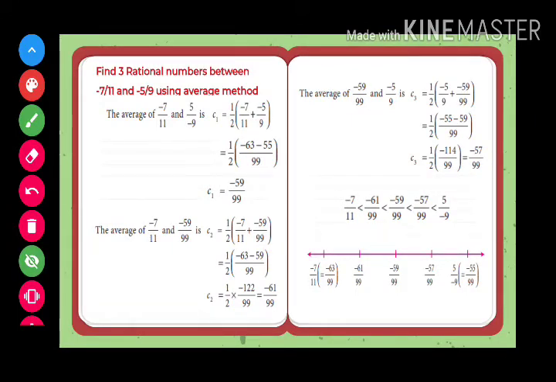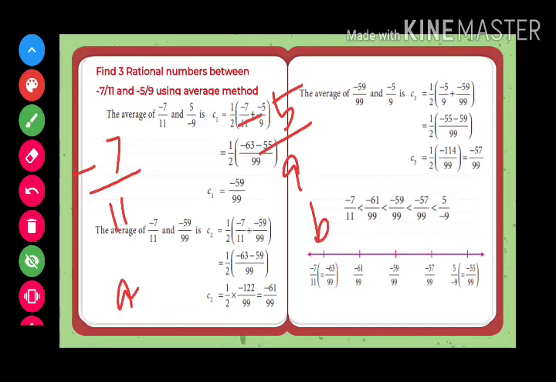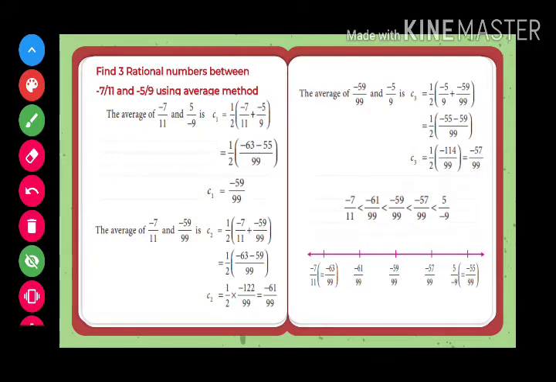First we'll take two numbers, minus 7 by 11 and minus 5 by 9. Okay, these are two numbers. Let's say this is number A and this is number B. We have to find a number C between these two numbers, which means we have to take an average of these two numbers. That is what we are doing here. We are adding these two numbers and dividing by 2.